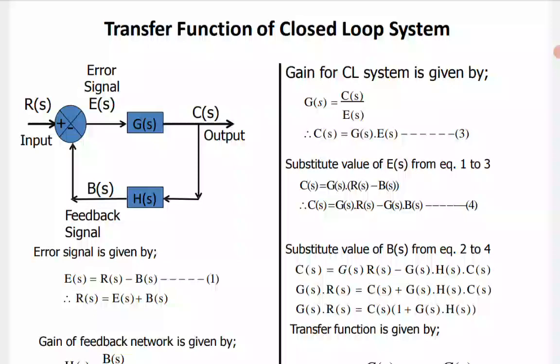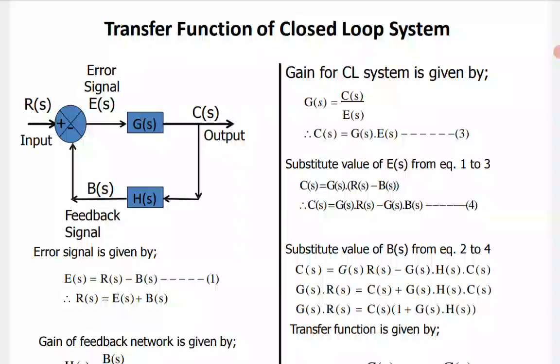Whereas in a positive feedback system, we can enhance the gain, which is known as regenerative gain, but the stability of the system is reduced. Now see, we are focusing on the negative feedback system, where r of s is my input, g of s is my forward path transfer function, h of s is my reverse path transfer function, and c of s is my output.